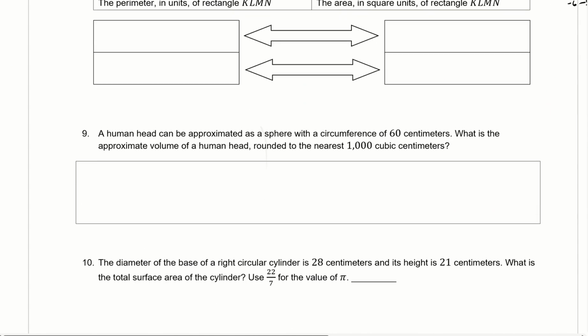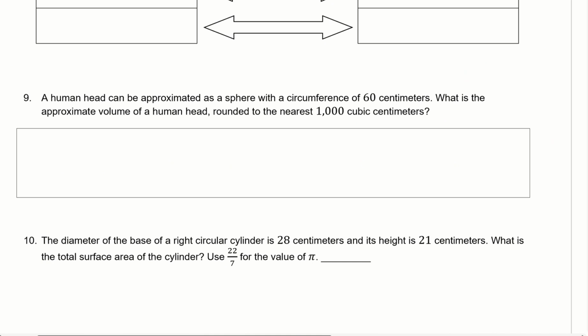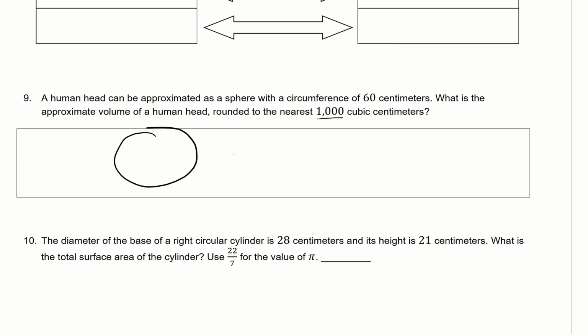All right, so let's look at the last couple examples. A human head can be approximated as a sphere with a circumference of 60 centimeters. What is the approximate volume of a human head rounded to the nearest 1,000 cubic centimeters? So to the nearest 1,000. Okay. All right, so we got a sphere, right? We're just going to approximate that. And it says it has a circumference of 60 centimeters.